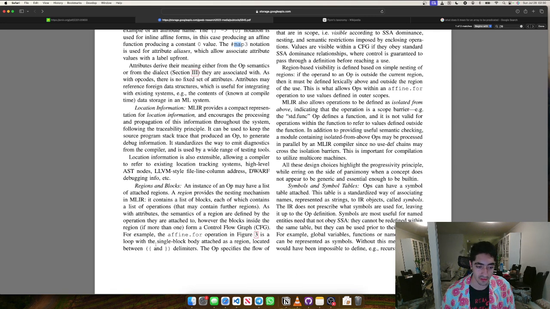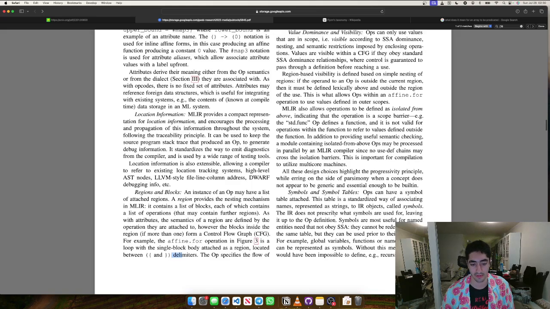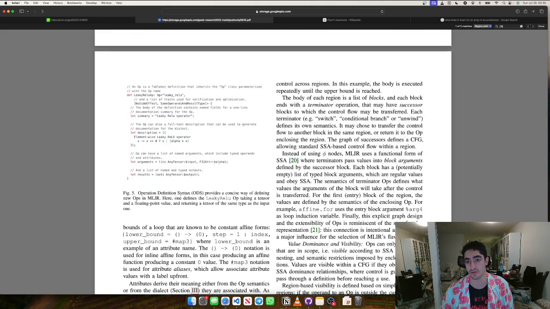Figure 3 is a loop with the single block body attached as a region located between delimiters. The operation specifies the flow of control across regions. In this example, the body is executed repeatedly until the upper bound is reached. The body of each region is a list of blocks, and each block ends with a terminator operation. They may have successive blocks to which the control flow may be transferred.